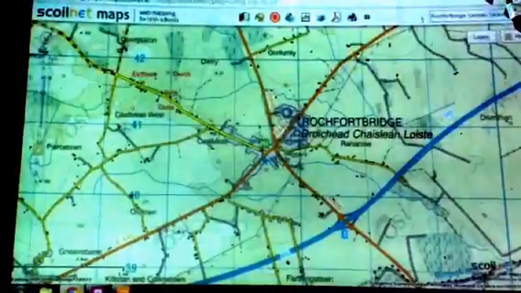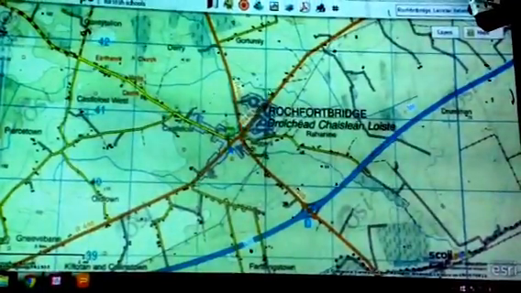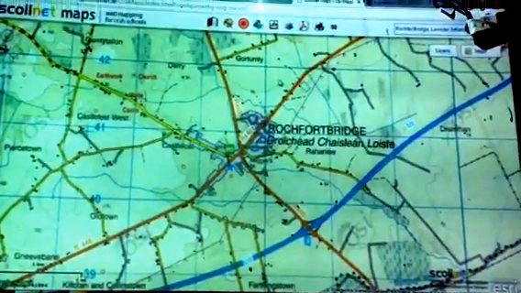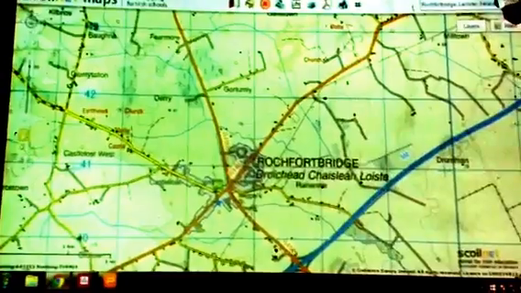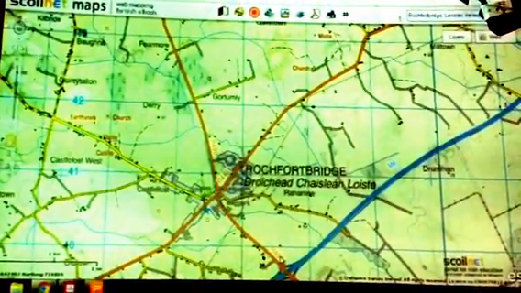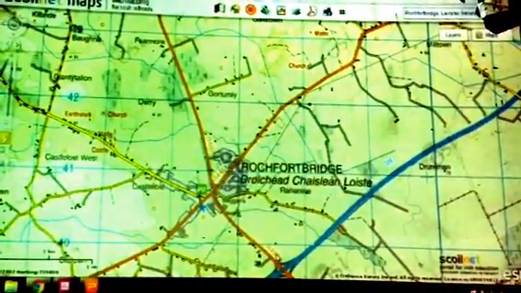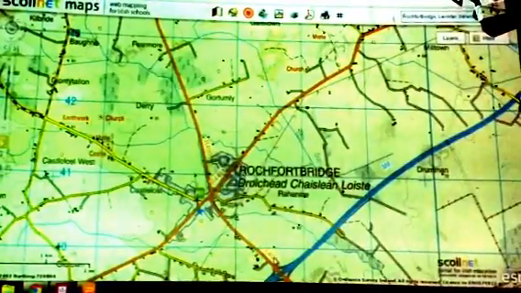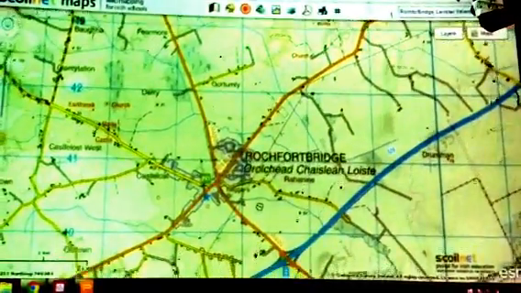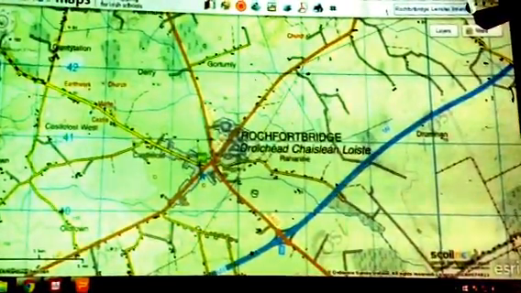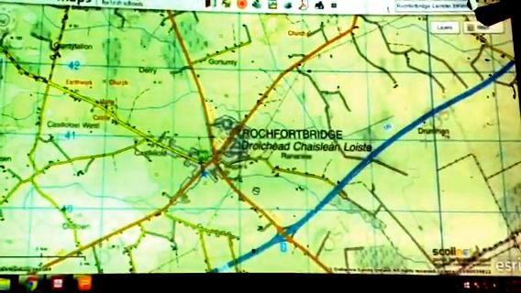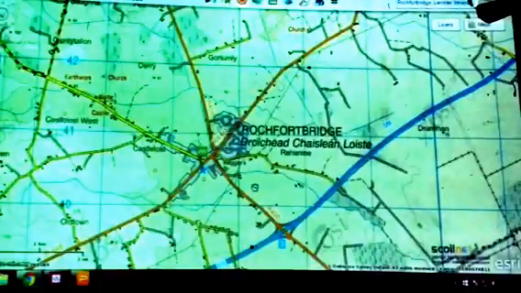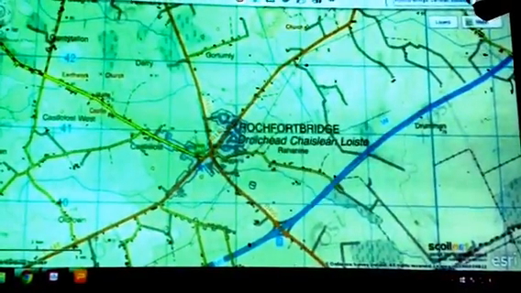So if we look at our map of Rochfortbridge, we will see that the contour lines are widely spaced apart, right? Very widely spaced apart. And this indicates to us that this is gently sloping or lowland. And towns in Ireland were built in lowland areas. First of all, it's very easy to build roads, very easy to build houses. And secondly, lowland areas are much warmer than highland areas.